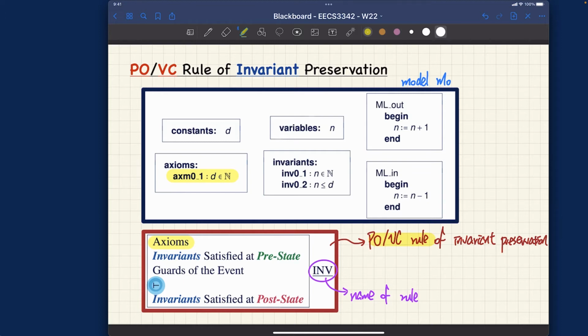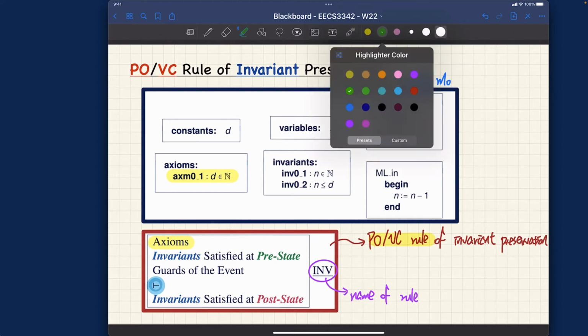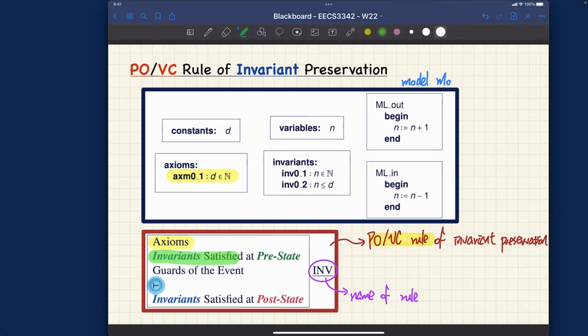And we also talk about the next one, the invariants. But for the invariants, we're now talking about the pre-states, before the state transition occurs. So this will be the invariants satisfied at the pre-states. You can think about the pre-states that we spoke about last time as before the state transition occurs. And of course, the post-state will be after the state transition occurs, which we'll speak about a little bit later.